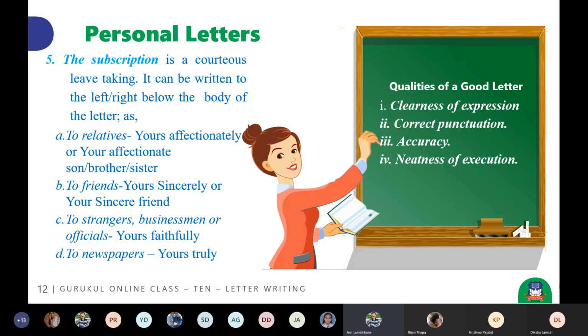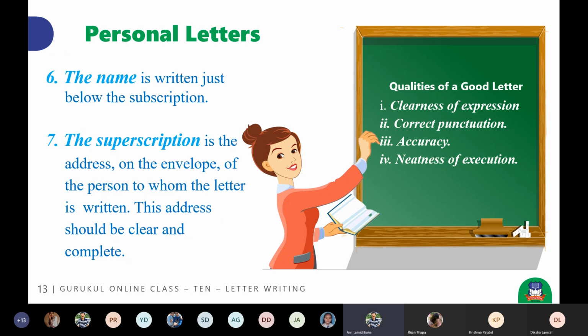So this is the fifth one. And then, the sixth: the name is written just below the subscription. At the top is the address, and just below the address, the date. Subscription, just below this, and the name of who wrote should be there. So simply, you can write the name.